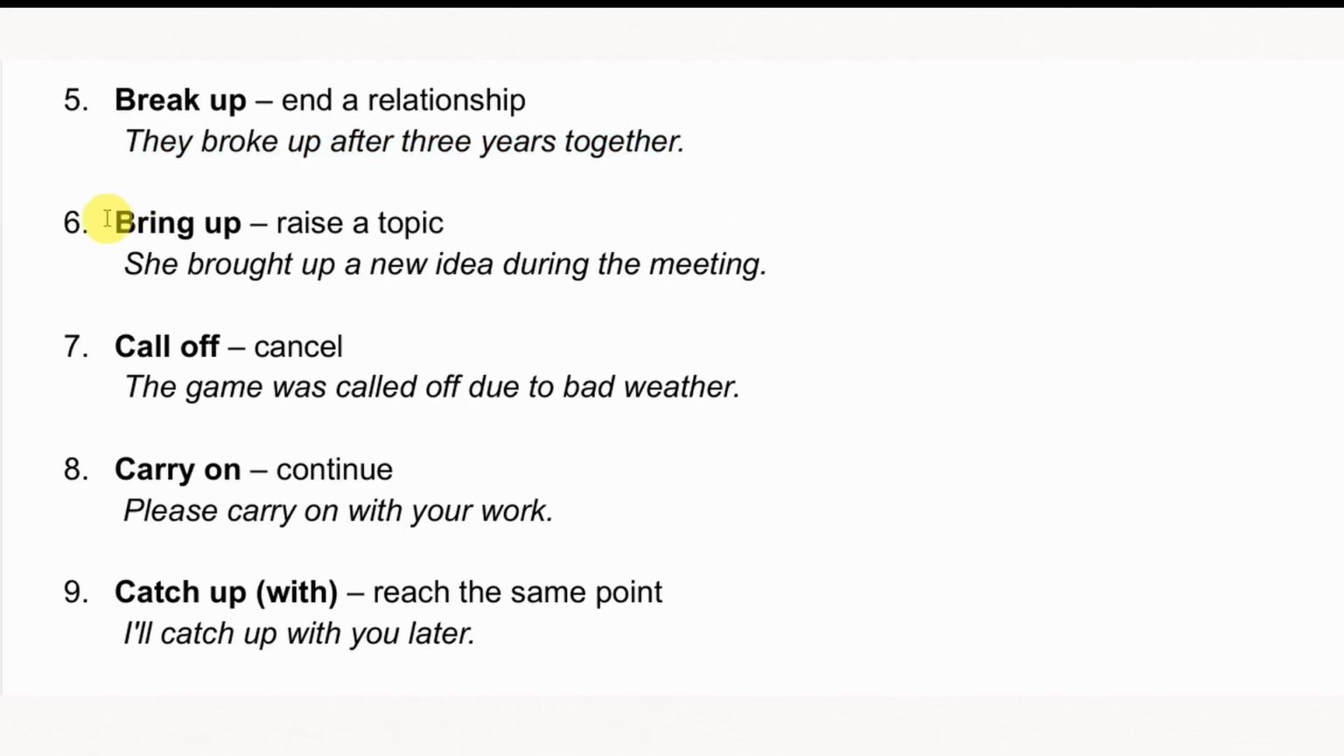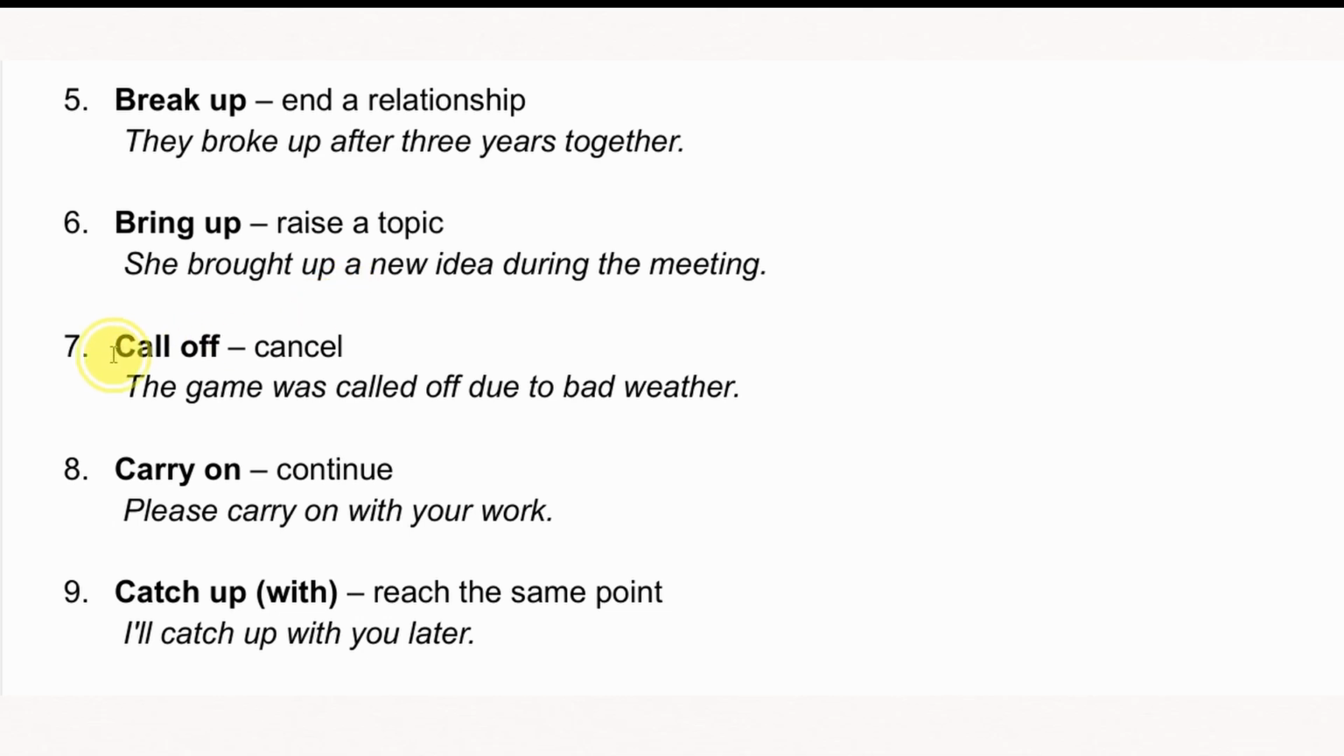6. Bring up. To bring up, this is to raise maybe a topic. She brought up a new idea during the meeting. To raise, to come up.